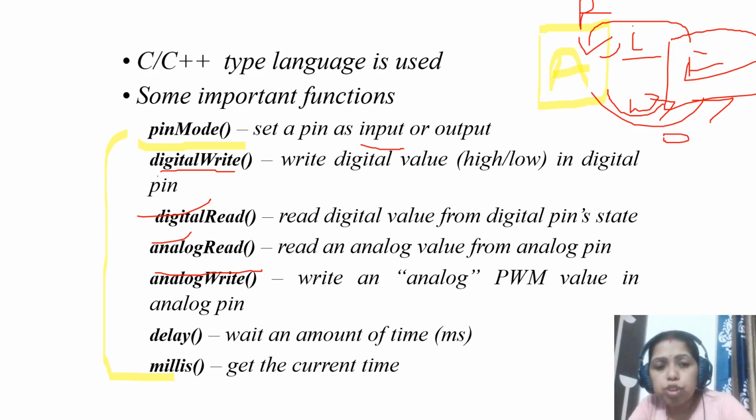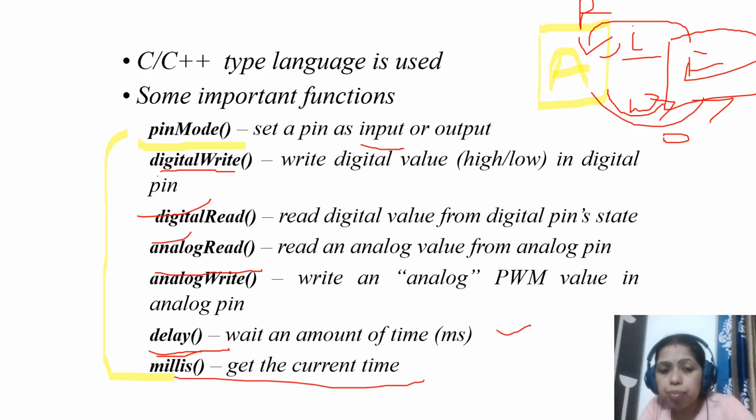Okay, now come to the delay. Delay function means that some set of code will be executed, not only one time, but for a certain period of time. So the delay function will require the time. You are going to mention how much time is required.